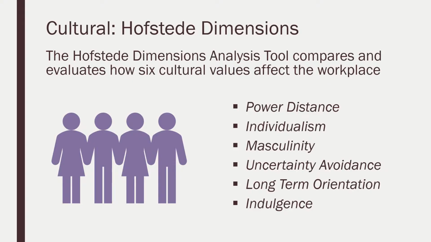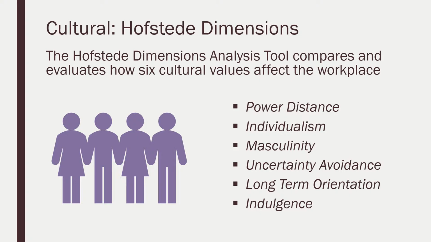The Hofstede Cultural Dimensions Analysis Tool compares 6 cultural dimensions on a scale of 1 to 100 to evaluate how different cultural values affect the workplace. The Power Distance Index measures how well the less powerful members of an organization expect and accept that power is distributed unequally. The Individualism Scale demonstrates the degree of the people's interdependence with each other and whether they think more in terms of I or we.